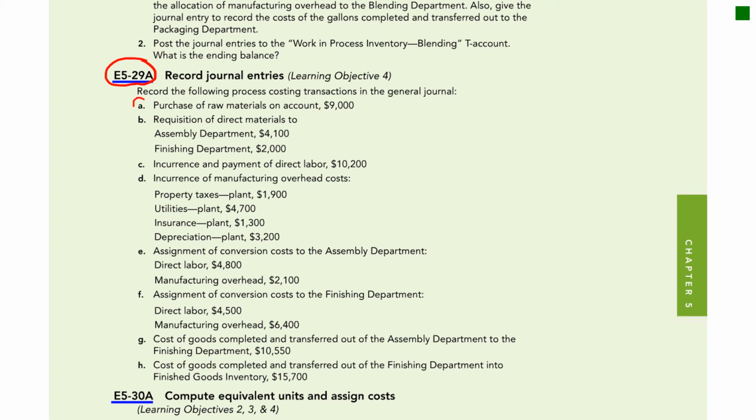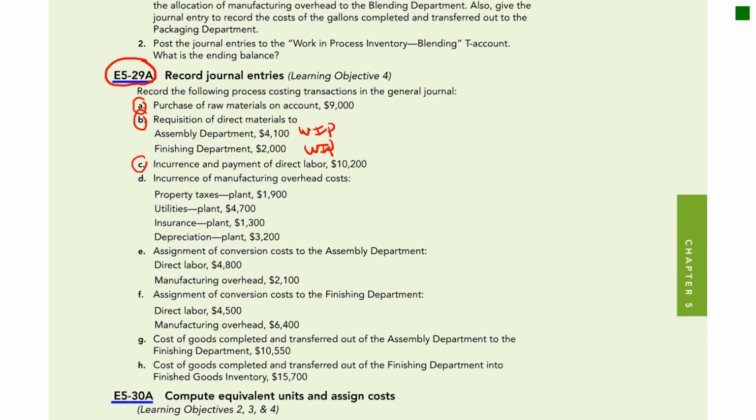So if you look at letter A, purchase of raw materials on account, that's a simple debit to raw materials, a credit to accounts payable. So that basically is your product cost number 1. Part B is putting those direct materials into production. So notice you've got direct materials to assembly to finishing. Well, guess what? That's going to be 2 work in process departments that we're going to be using. I'll show you this on the next slide, but you'll be crediting your raw materials. So, but think of this as product cost number 1.